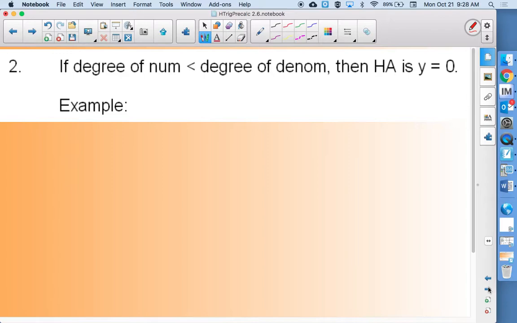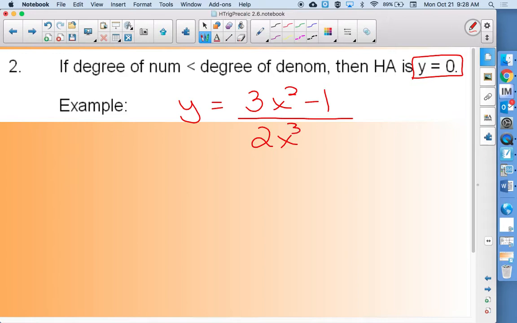The second property, or the second rule, says if the degree of the numerator is less than the degree of the denominator, so the power on top is less than the power on the bottom, then the horizontal asymptote is at y equals 0. So I can keep my same function. I had 3x squared minus 1, but now I'm going to make it 2x cubed minus 1. So the degree on the top is a 2. The degree on the bottom is a 3. So when the power on the top is less than the power on the bottom, then my HA is always at y equals 0.